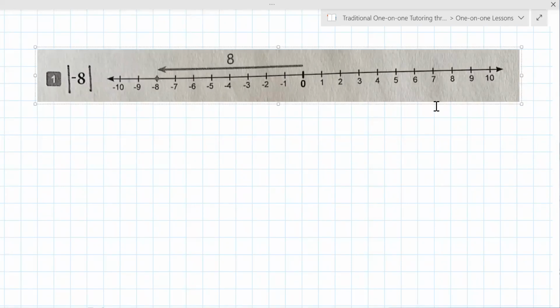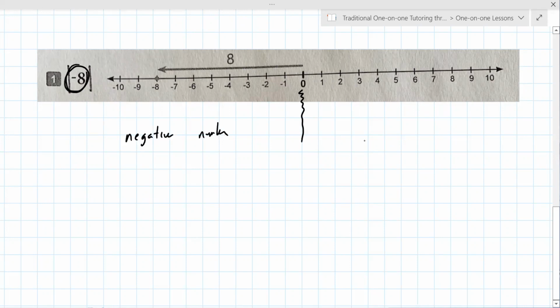Okay. So it's just a simple number line, and I don't know why these vertical lines are here, but this is -8. And someone long ago decided that negative numbers are left and positive numbers are right.